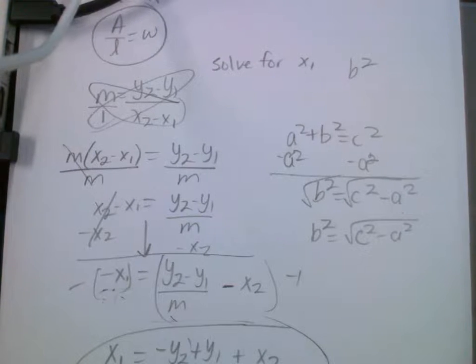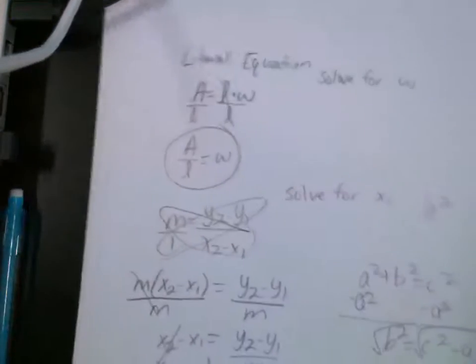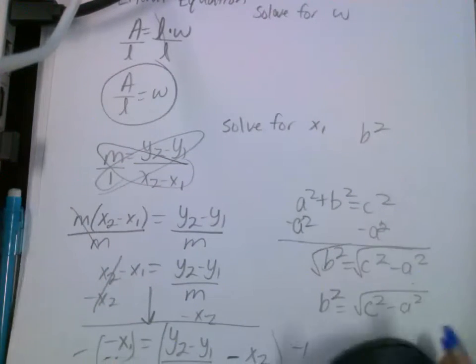Go back and look over your notes, okay? Isolate the variable is all it's saying.